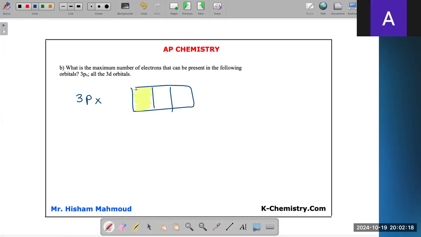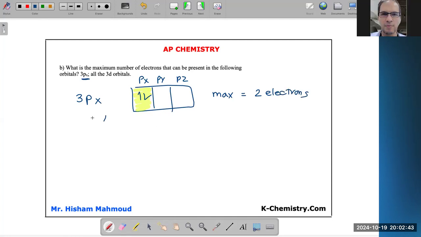So he is talking about one of them only. What is the maximum number that I can have in this orbital? 3. What do you think? Is he talking about this one, this one and this one, or only one of them? One. So the maximum number of electrons that this one can carry is 2 or 6? 2. Only 2 electrons. So the maximum is 2 electrons.